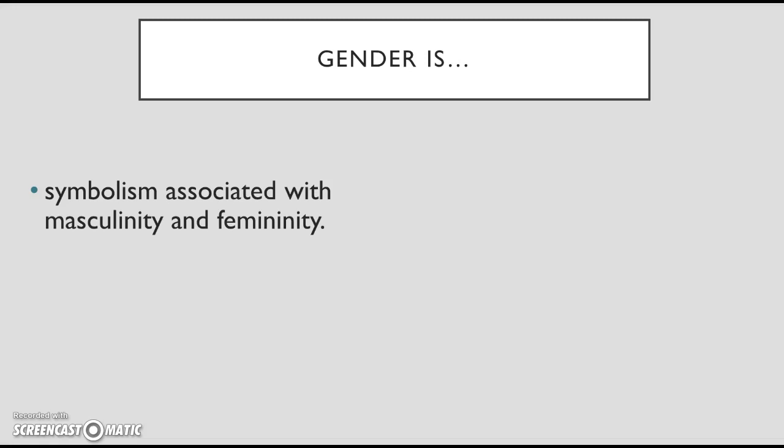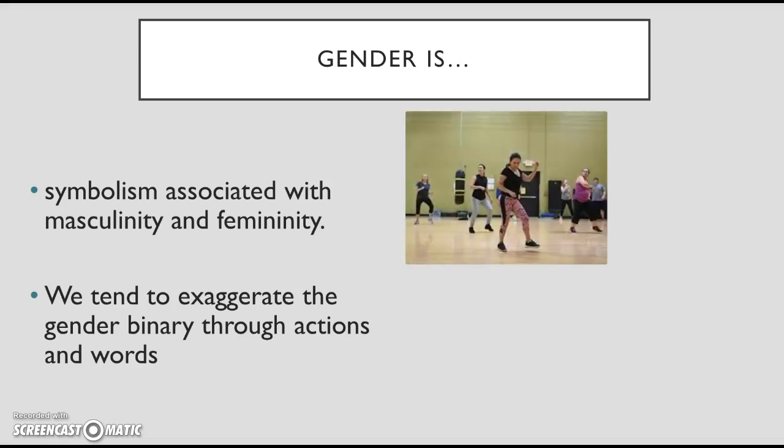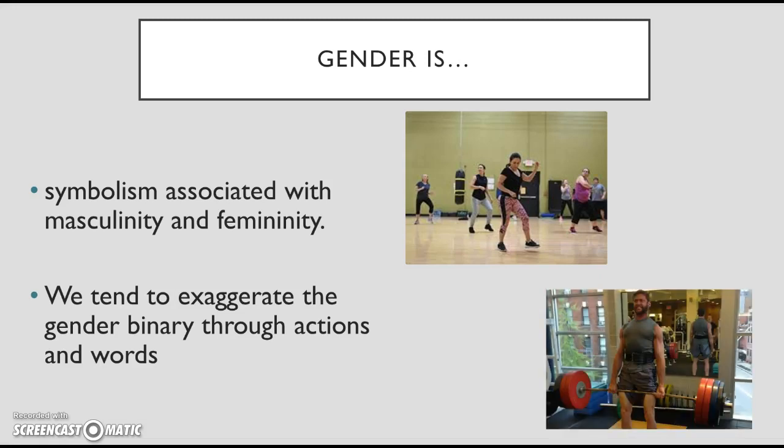Gender is the symbolism associated with masculinity and femininity and other gender types. Gender is also something that requires us to exaggerate the gender binary for us to bring it into existence. Without our active involvement in enacting the gender binary, gender would cease to exist as we know it. The gender ideology would fall apart. So it takes our active involvement to do this.